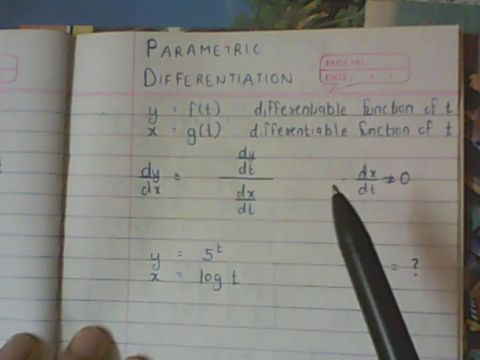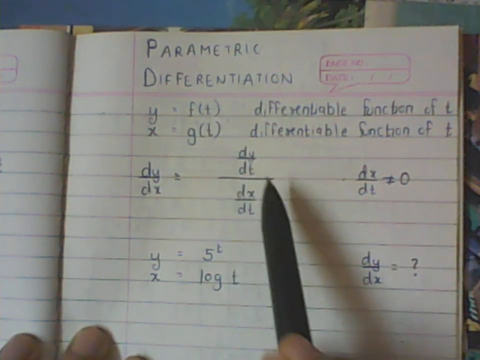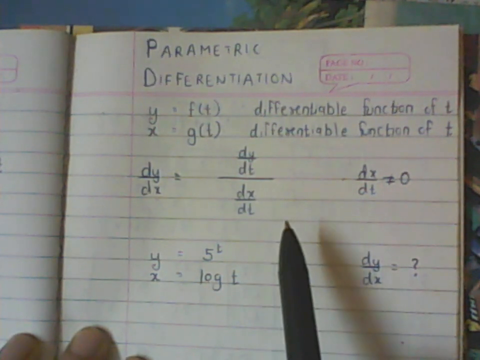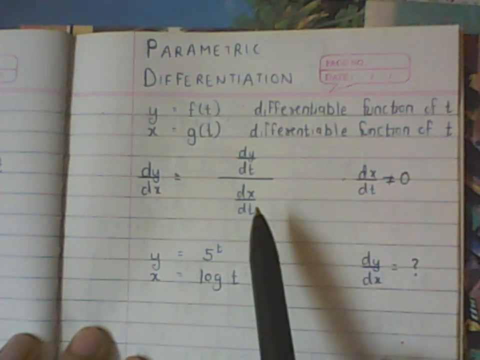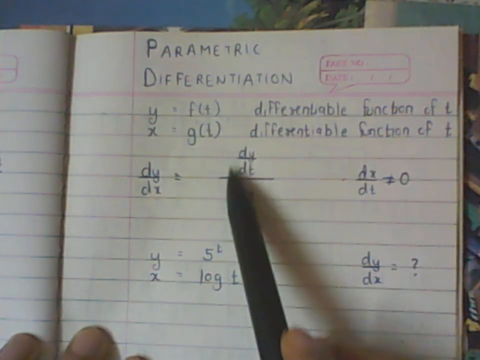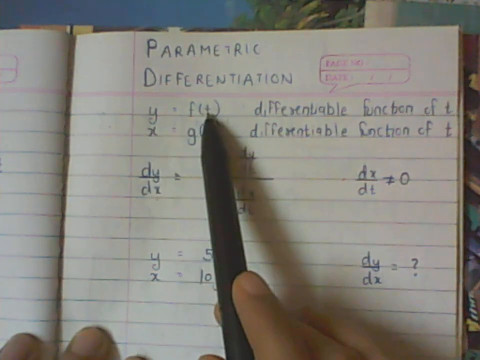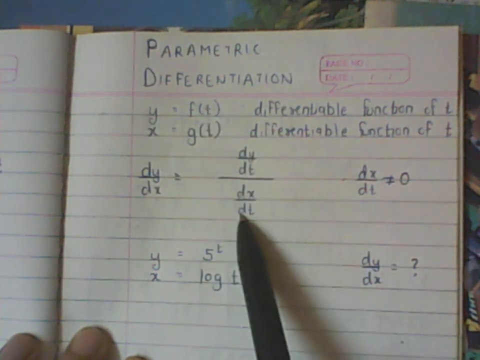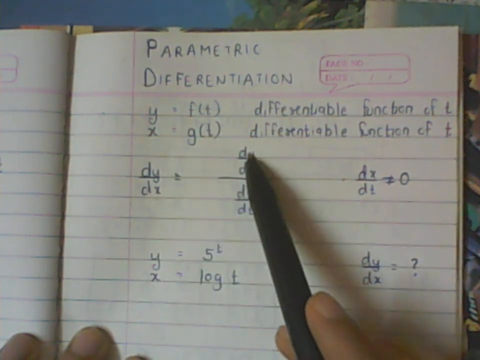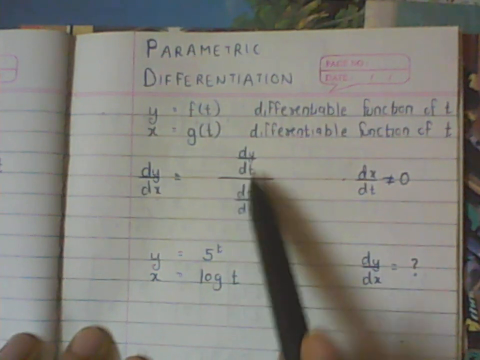Now mind you, it is not correct to say that this dt gets cancelled and therefore what is left is dy by dx. That is good intuition, and a good thing to remember this technique, but that is not technically true, because dy by dt is a symbol for the derivative of y with respect to t, and dx by dt is the symbol for the derivative of x with respect to t. So these are not numbers. dx, dt, dy, dt, these are not numbers which can be cancelled.